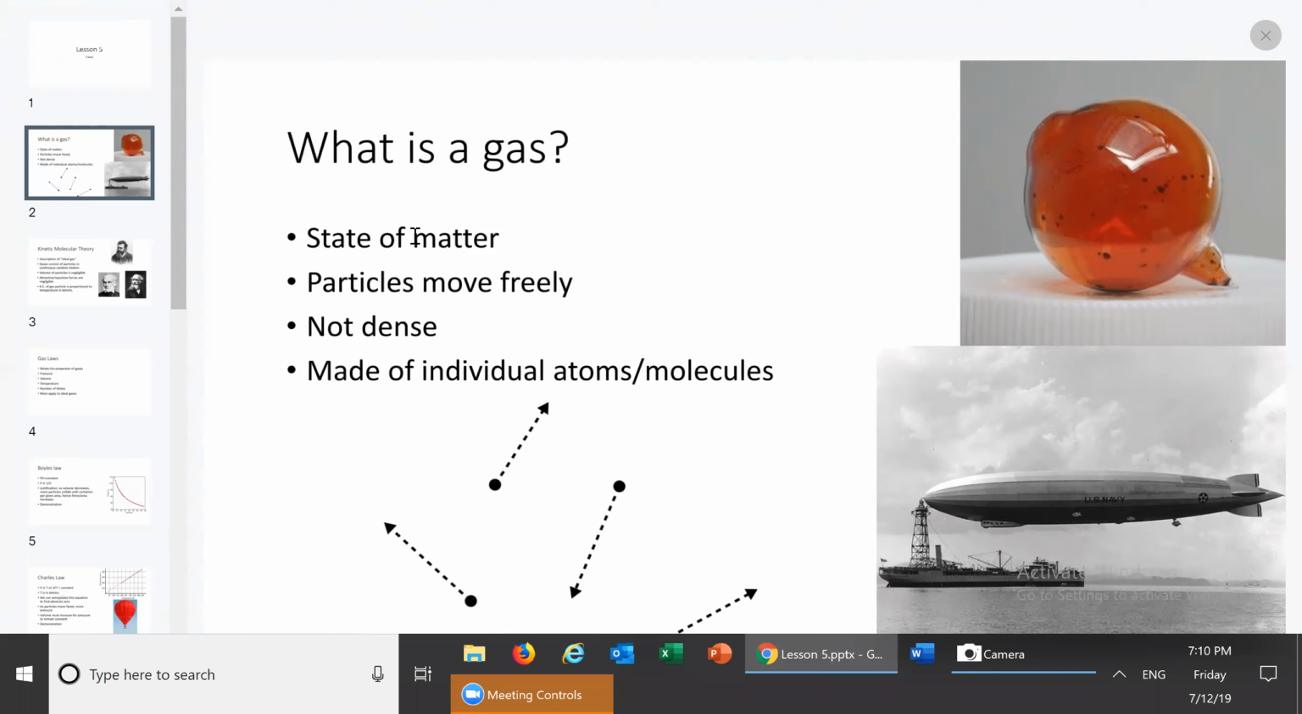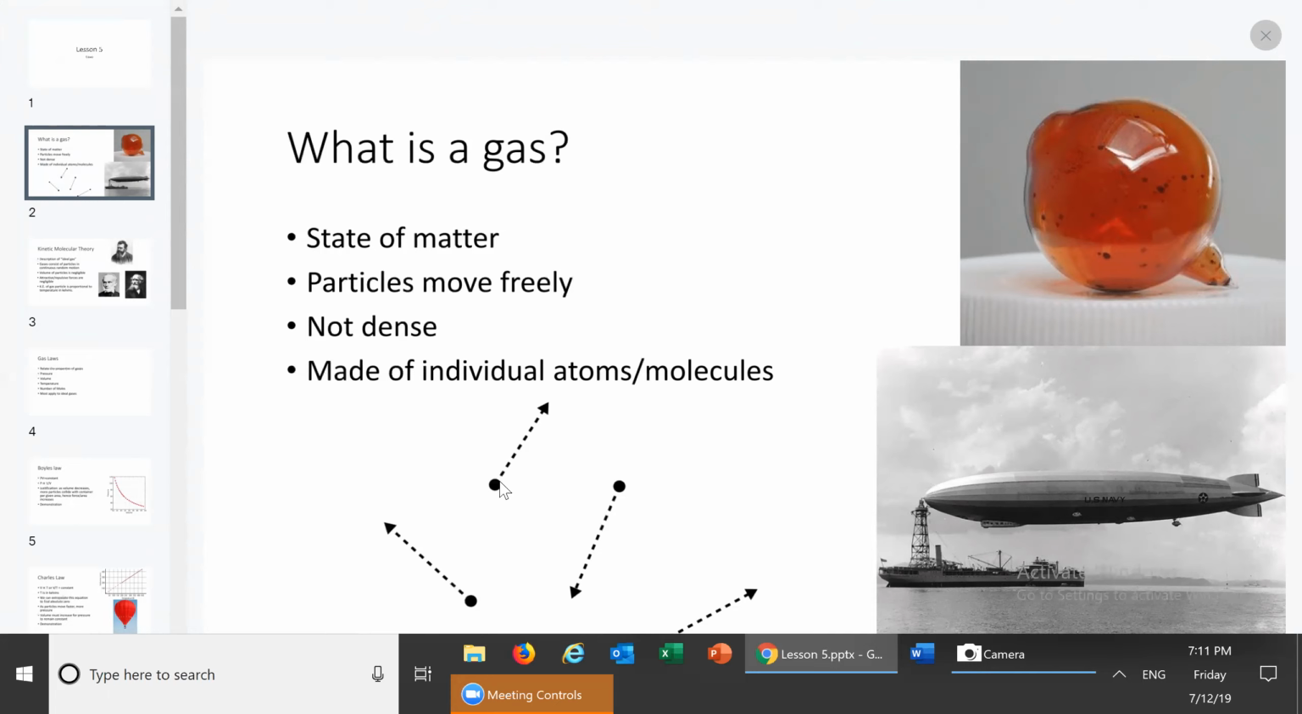So this is a state of matter. In the gaseous state of matter, we have freely moving particles. Gases are made of particles, so in this picture, that just fly around at some high speed. The particles move freely. One important thing to know is that gases are not very dense. So you can see we have this airship. The airships are filled with hydrogen or helium, and because they're so light, they float in air.